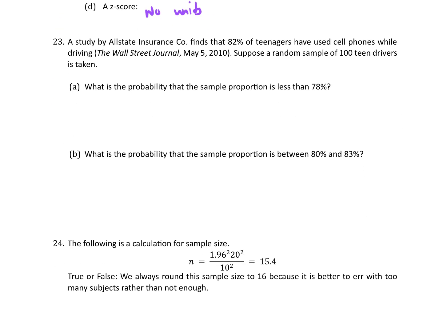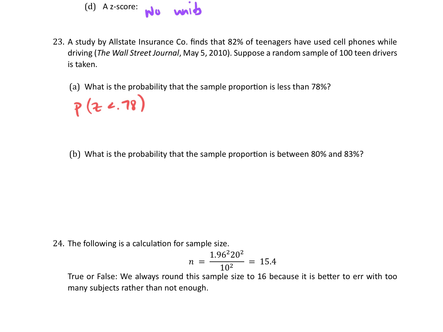All right, a study by Allstate Insurance finds 82% of teenagers have used cell phones while driving. Suppose a random sample of 100 teens is taken. What is the probability that the sample proportion is less than 78%? So we're finding the probability that p-hat is less than 0.78. So the first thing I need to do is find my Z-score. So go look at your formula.